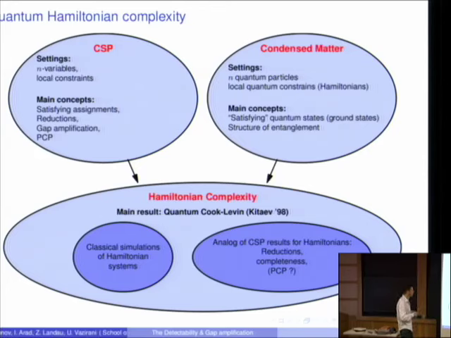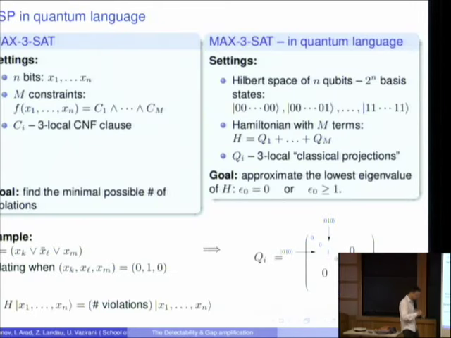this is the field where we work in, and the main problem in this field is called the local Hamiltonian problem. And in order to introduce it to you as gently as possible, let us start with a very simple example of a classical problem, the problem of Max 3-SAT, and see how we can write it in quantum language. Okay. So in the Max 3-SAT problem, we have n bits, x1 to xn, and we have m local constraints between these bits. They can be taken to be 3-local, for example. And the goal here is to find the minimal possible number of violations of this system.